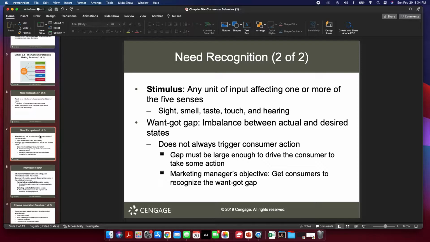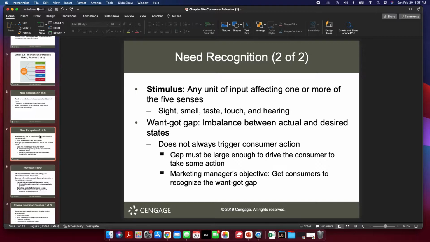Stimulus is any unit of input affecting one or more of the five senses. So sight, smell, taste, touch, and hearing. And think about advertising. Good advertising incorporates multiple senses. So when you're looking at advertising for a beautiful piece of jewelry, you want to see something beautiful and possibly hear some beautiful music in the background. It tends to perform better when you can add multiple aspects of stimuli to any advertising.